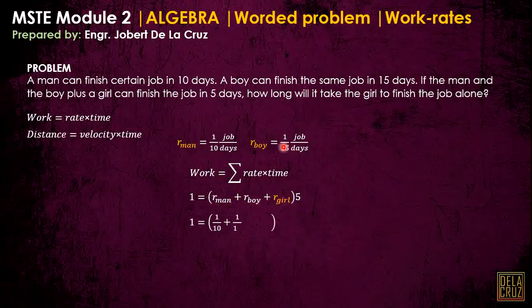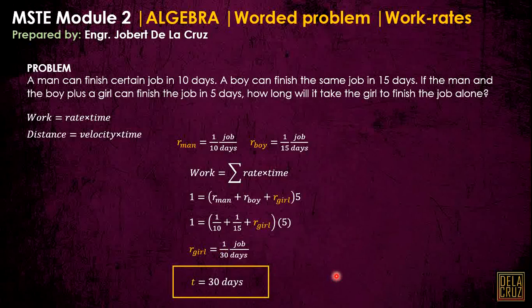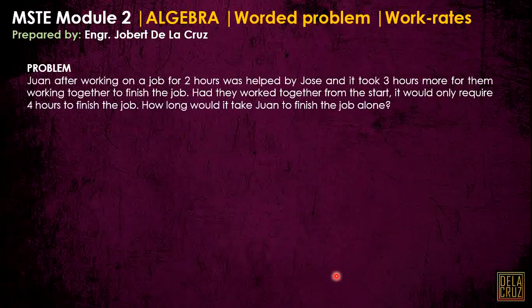Then, we can directly substitute dito yung rate. Now, let's make this a variable, yung rate of the girl. If we solve here, it will come out that the rate of the girl is one job per 30 days. Now, take note, ang hinahanap is how long will it take the girl to finish the job alone. So, ito yon, the time is 30 days. Okay? Klaro? Okay, so let's have another example.